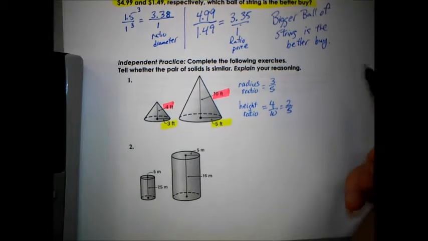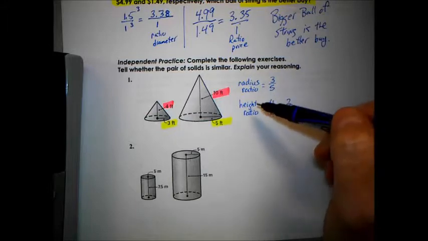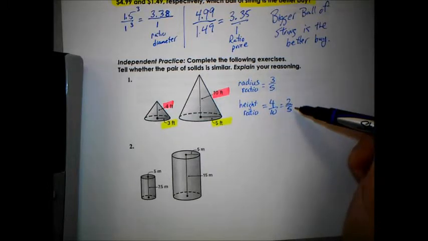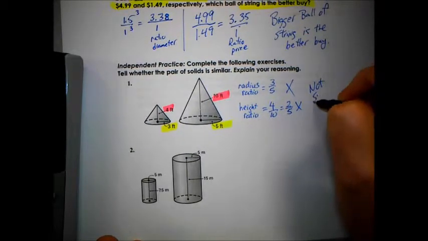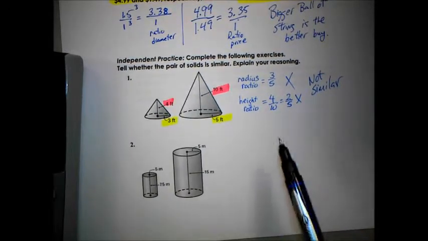On number 1, I did the radius ratio was 3/5. The height ratio was 4/10 reduced to 2/5. Since 3/5 and 2/5 do not equal, it means it is not similar. For that problem, they're not similar because the ratios are not the same.